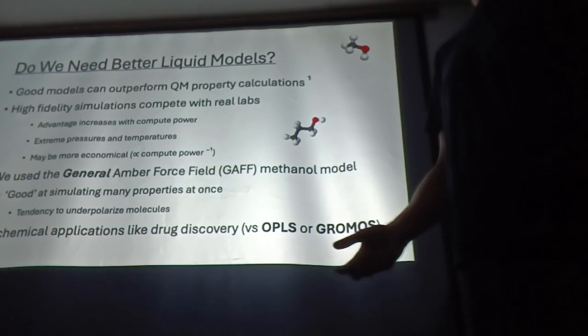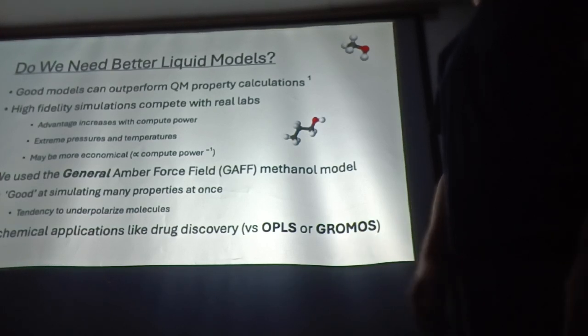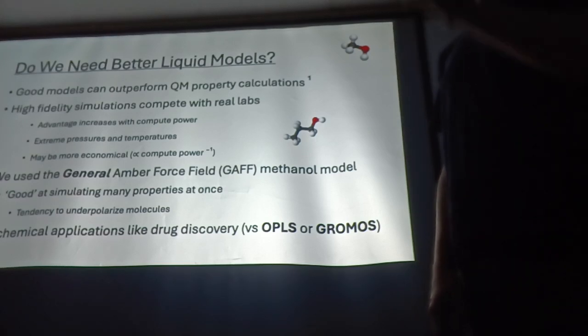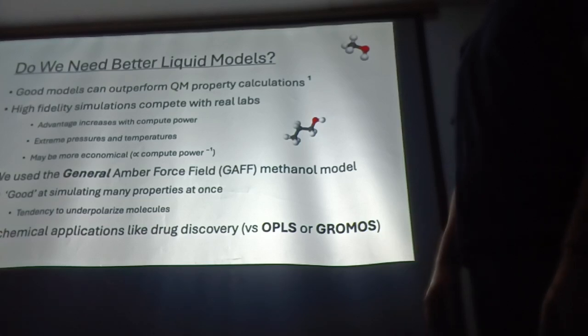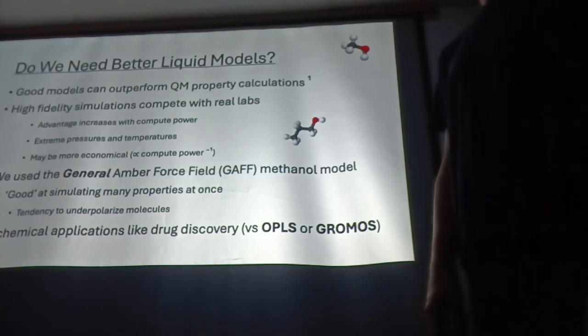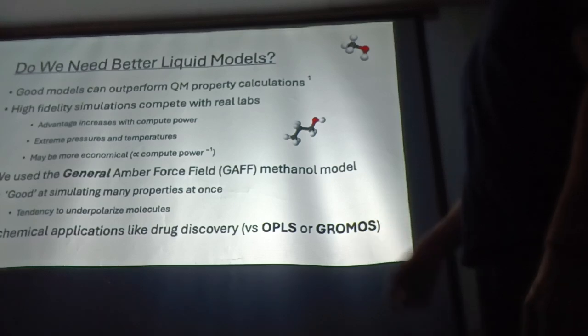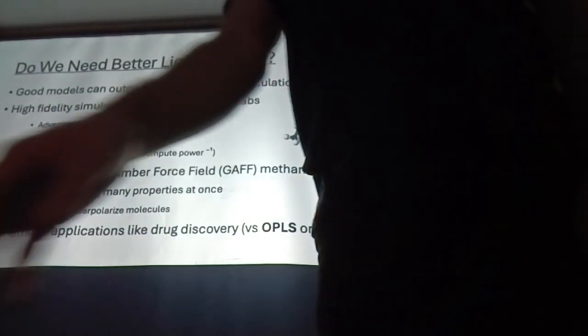So my research uses the General Amber Force Field model. That was our initial starting point, and from there, we tried to improve it. This is a pretty good starting point for simulating many properties at once, which is desirable for things like biochemical drug discovery applications, and the GAFF model is also used in conjunction or in alternation with other models. But we are just using the GAFF in this research.